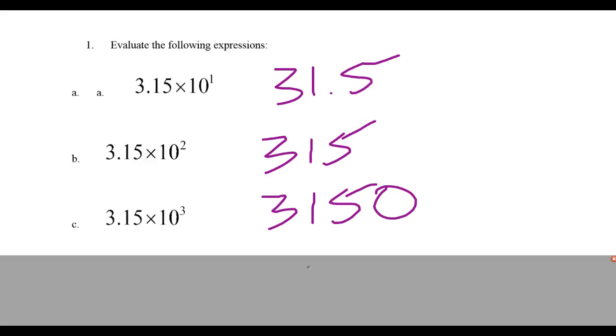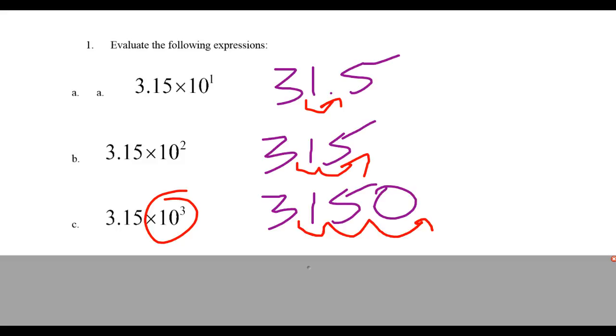So going from 3.15, multiplying it by 10 once, your decimal point has shifted one place. Multiplying it by 10 twice, your decimal point has shifted 2 places. Multiplying it by 10 3 times, your decimal point has shifted a total of 3 places, and we needed to add a 0 because we ran out of digits in our original decimal number, and we can just keep adding zeros the more times we multiply by 10.